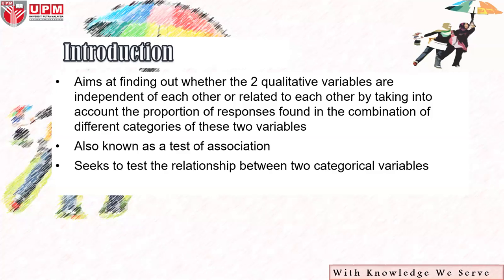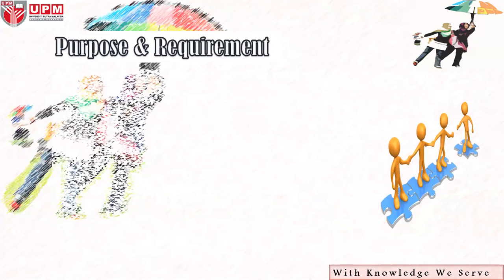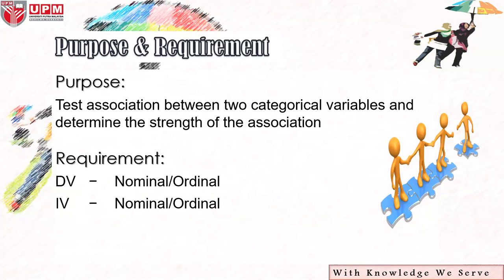In which we seek to test the relationship between two categorical variables. This analysis involves using a contingency table of observed data values, sama macam cross tabulation. The purpose is to test the association between two categorical variables, and based on the result, after we test whether the association exists or not, we can determine the strength or magnitude of the association.